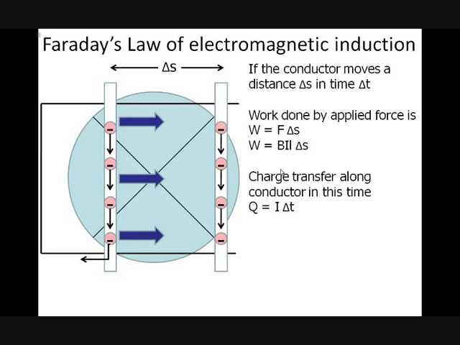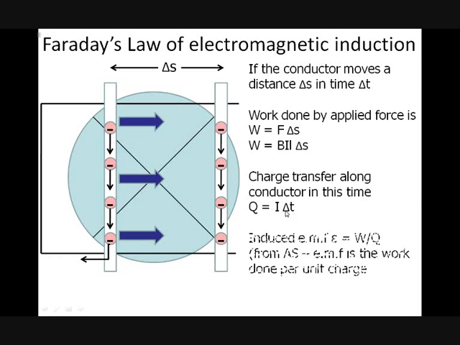The current that is transferred, or the charge that's transferred along this conductor, is actually equal to I delta T. This is what our charge is. I is Q over T, so Q becomes I delta T. So our charge transfer is Q equals I delta T.